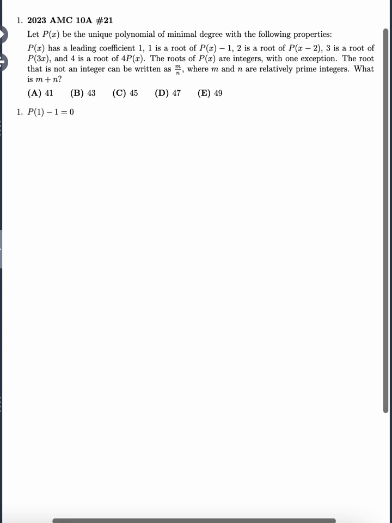So first, 1 is a root of P of x minus 1. Okay, then that one doesn't really show us too much. We just know that P of 1 minus 1 is equal to 0. So what next? 2 is a root of P of x minus 2. And we plug in 2, we get P of 0, which is equal to 0. So we also know that P of 0 is equal to 0.